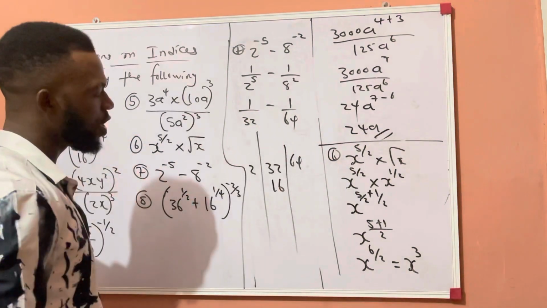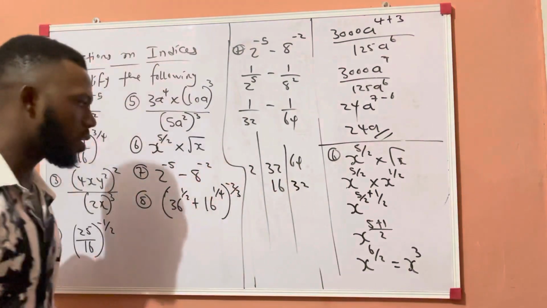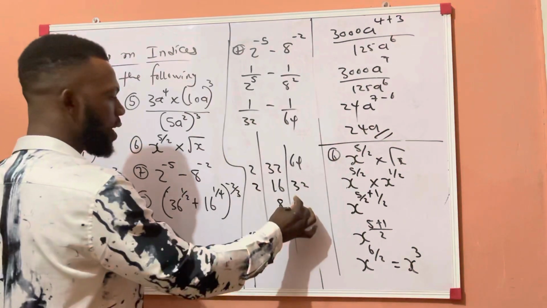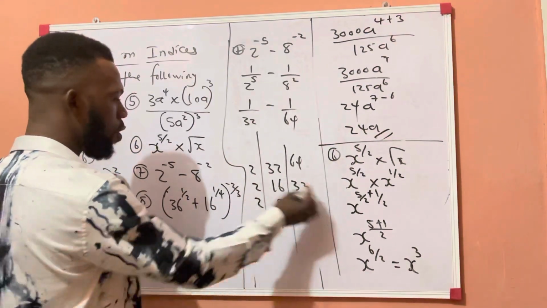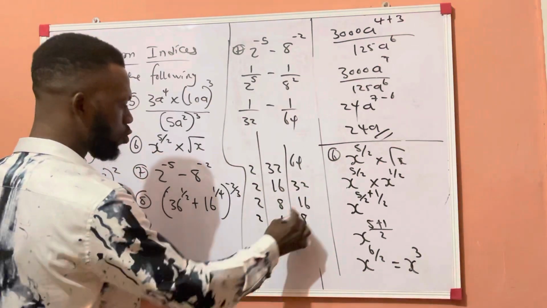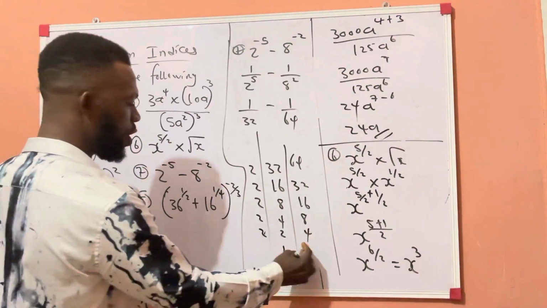Now, 2 into 64. 2 into 64 will give us 32. Okay? Now, 2 can still go. 2 into 16 gives us 8. 2 into 32 gives us 16. 2 can still go. 2 into 8 gives us 4. 2 into 16 gives us 8. 2 can still go. 2 into 4, 2. 2 into 8, 4. 2 can still go. 2 into 2, 1. 2 into 4, 2.